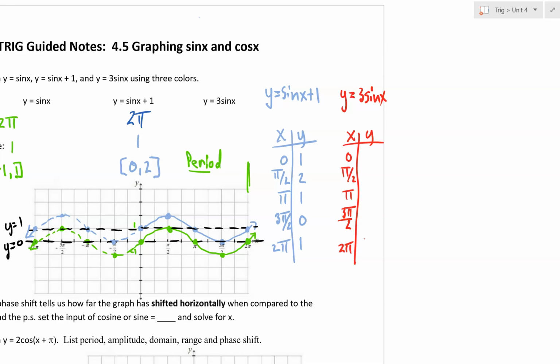And now we're going to plug them in. So when I put in 0, I'm going to get 0 still. So it tells me 0, 0, which is right where the old one started. So on that midline. This one, pi over 2. When I put pi over 2, I get 1. 3 times 1 is 3. Well, that tells me now at pi over 2, I'm up here to 3. When I put in pi, sine at pi is 0. 0 times 3 is 0. I'm back down to 0. So I'm back down to here.